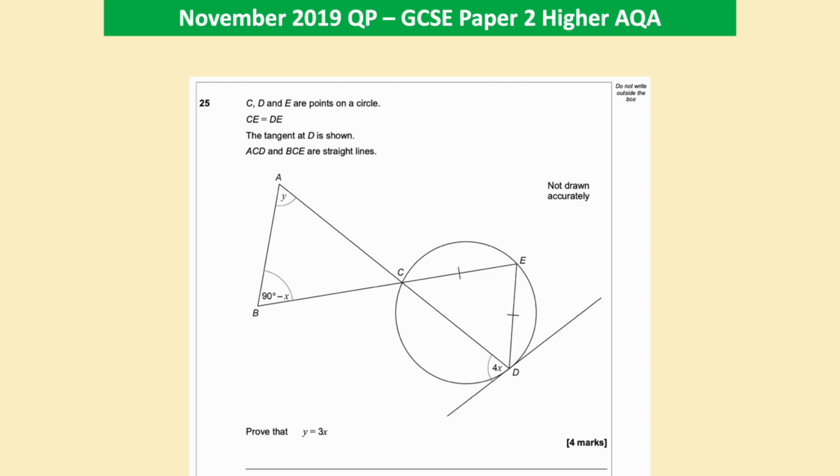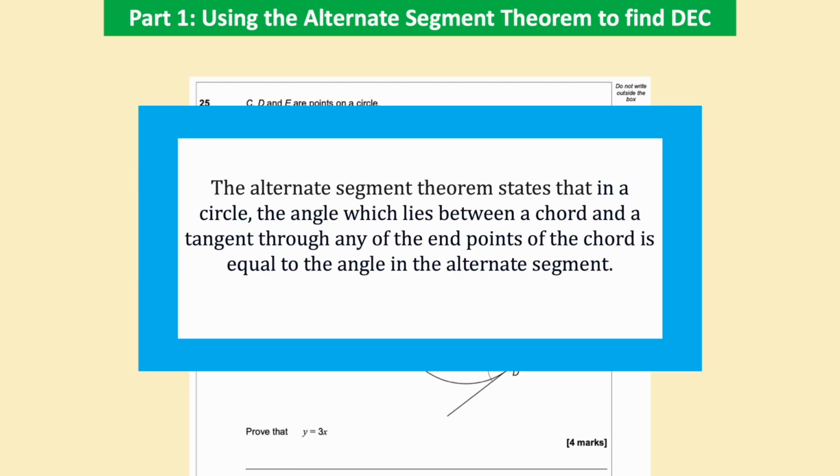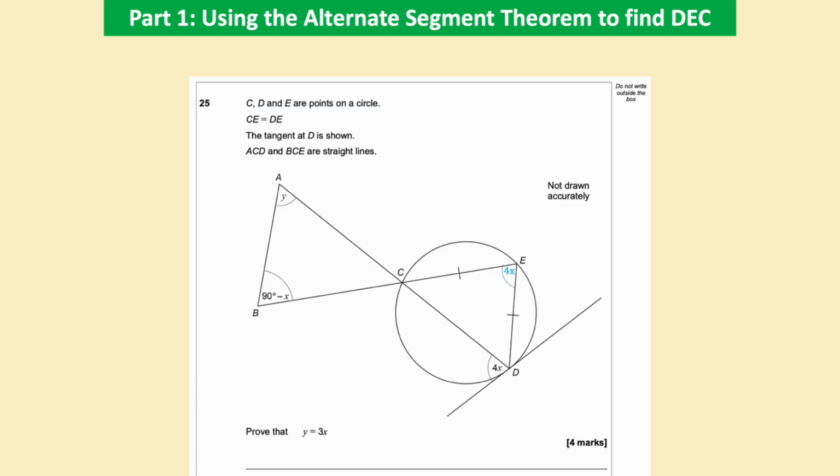So the first thing we're going to do is use the alternate segment theorem to find DEC. Now you may be wondering, what is the alternate segment theorem? Well, the alternate segment theorem states that in a circle, the angle which lies between a chord and a tangent through any of the endpoints of the chord is equal to the angle in the alternate segment. So in this case, that is angle DEC. So DEC is 4x, as that is following the alternate segment theorem.